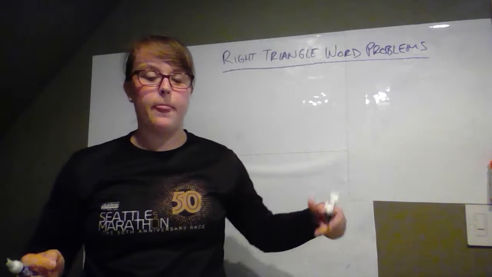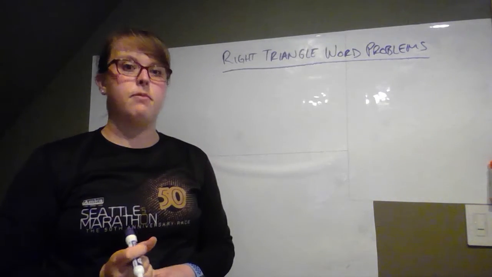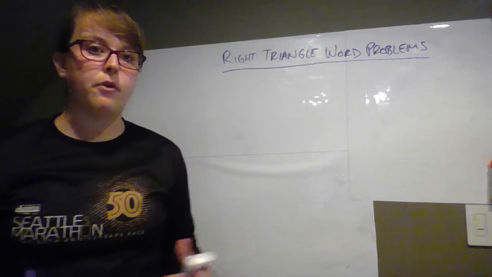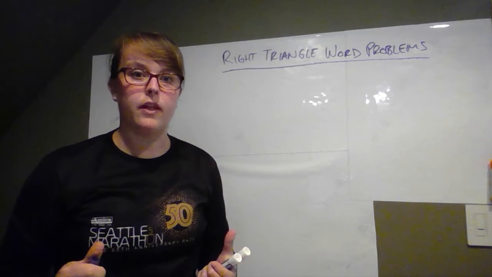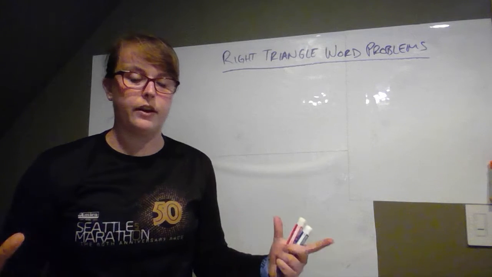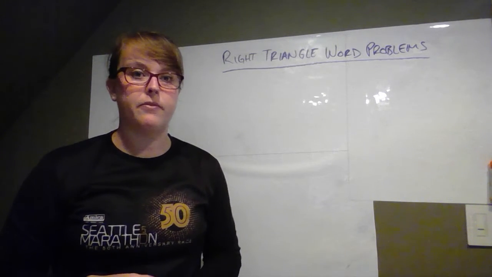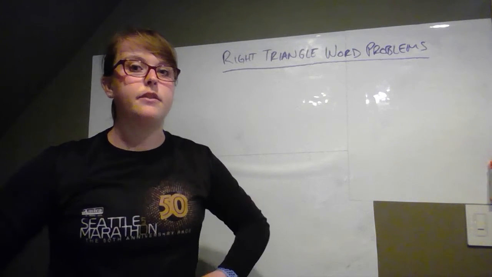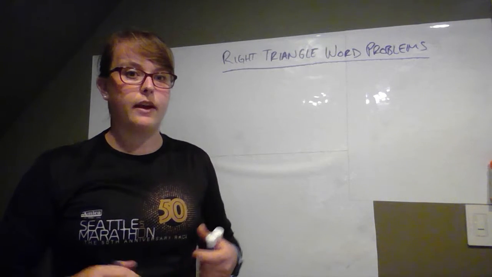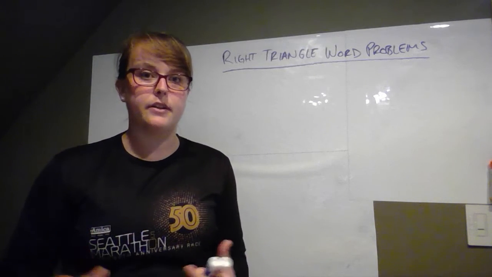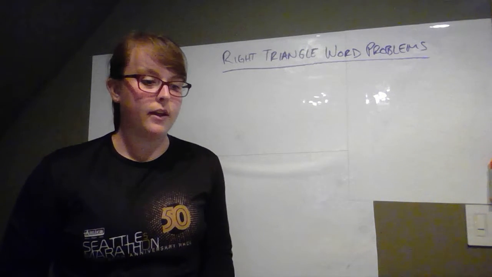Hey, geometry people. This week we're going to talk about word problems with right triangles. So last week and the week before, we've been talking about just in general how to solve right triangles if you're just given a right triangle, using sine, cosine, and tangent to be able to find missing sides and angles. So today we're going to look at what happens when you're given word problems that would involve right triangles and using sine, cosine, and tangent still.